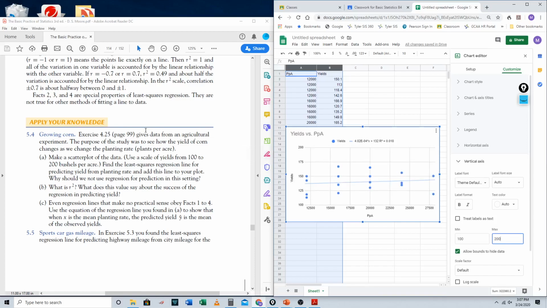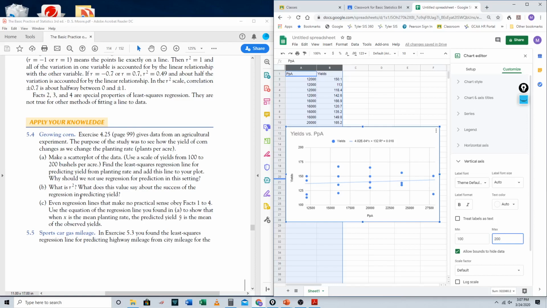So what is R squared? R squared is 0.018, which is really tiny. That means about 2%, or if you want to change the percent, 1.8%. What does this value say about the regression in predicting yield? It says that this model would be about 2% accurate. It explains about 2% of the change in yield, or plants per acre explains about 2% of the change in yield. So not very good. Even regression lines that make no practical sense obey facts 1 to 4.